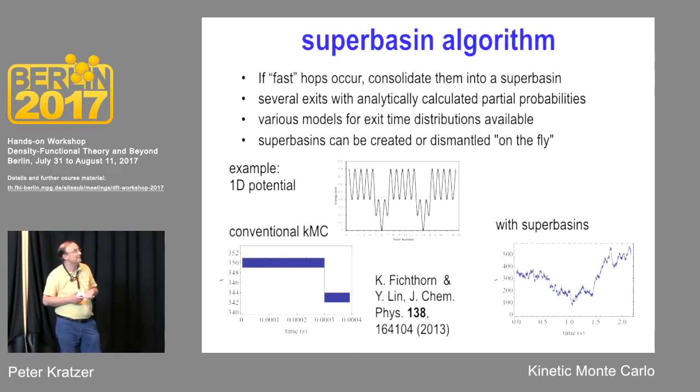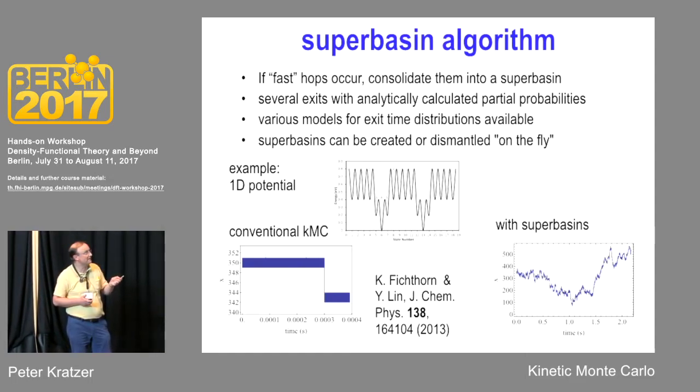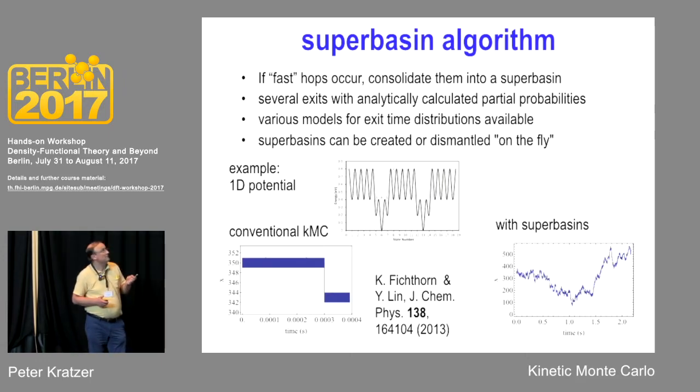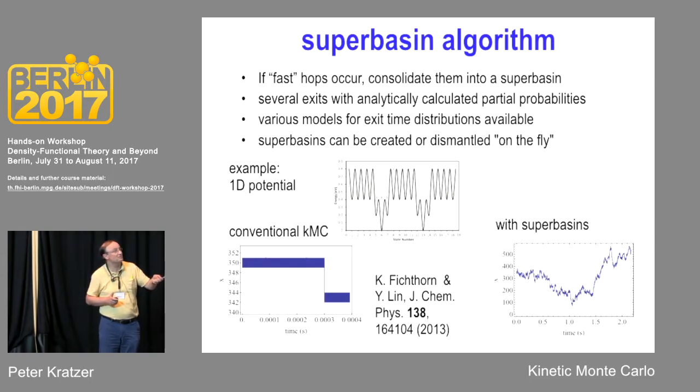The solution here is the so-called super basin algorithm. So you consolidate this triple minimum into a single super basin. And then, okay, you need a different waiting time distribution. A super basin can have different exits, and you need different rates for these exits. But all this can be handled. Find it in this publication. And if you do this, then your simulation time advances much faster. You get out of this trap here, and you can simulate 2 seconds, for example, without too much computational effort.